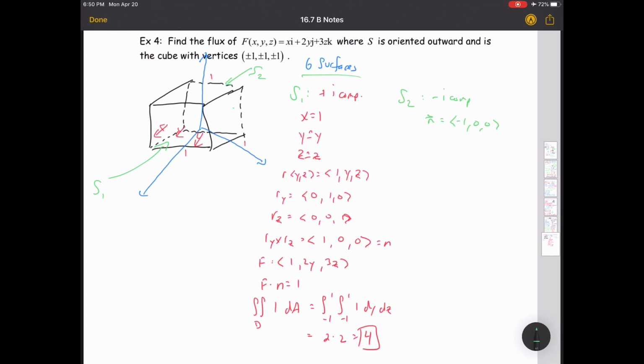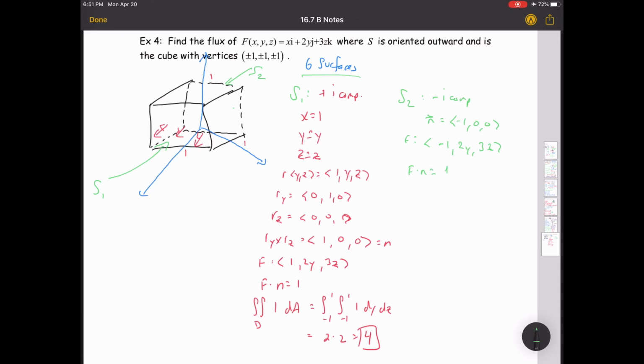Okay, I do need to at least put in f. F in this case, now remember it's going to be exactly the same, except that the x part would be -1. So we're going to get -1, 2y, 3z. That would be f parameterized. And again, that's only because the x, in this case, I didn't write it down, but the x would be parameterized as -1 since it's on the back side of the cube. So when we dot f and n, here we're just going to get 1 again.